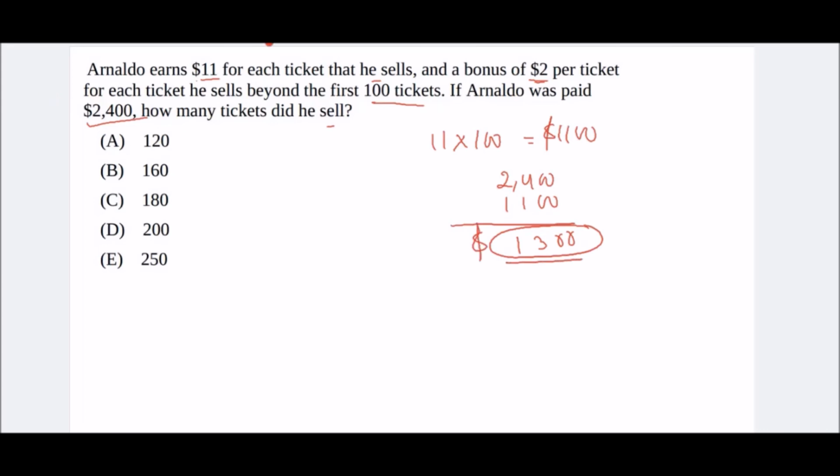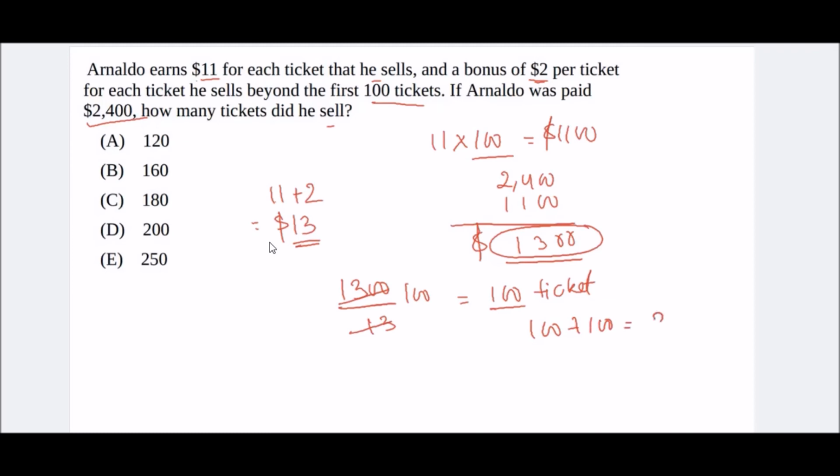And see here, after 100 tickets he gets a bonus of $2, 11 plus $2, and the price becomes $13. So for the remaining amount, that is $1,300, and per ticket earn is $13. So divided, it becomes 100. So that's 100 tickets he sells for $1,300. So total tickets will be first this 100 tickets and now this 100 tickets, total becomes 200. 100 plus 100 is equal to 200 tickets. So answer will be option D.